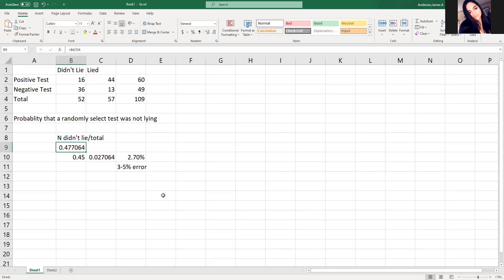So this is our actual amount, and this is our theoretical. The problem gives us a 0.45, and they want to know, is that more or less okay? So what I did is I subtracted my actual from my theoretical and found 0.027064.